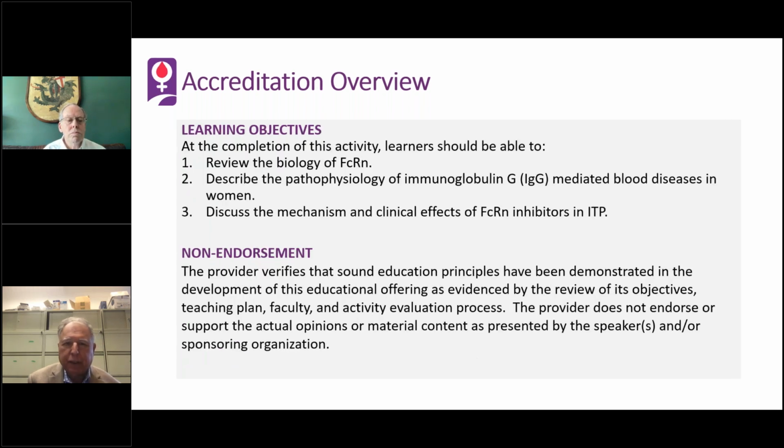The learning objectives for this program are the following: 1, review the biology of FcRn. 2, describe the pathophysiology of immunoglobulin G mediated blood disorders as they affect women. And 3, discuss the mechanism and clinical effects of FcRn inhibitors in ITP.